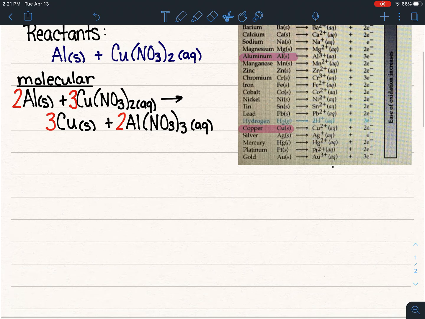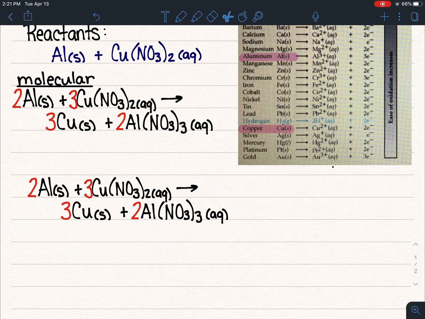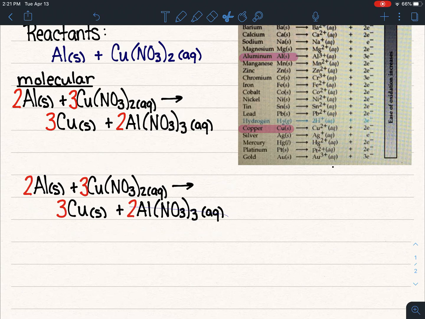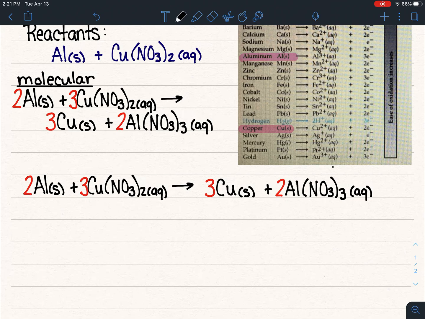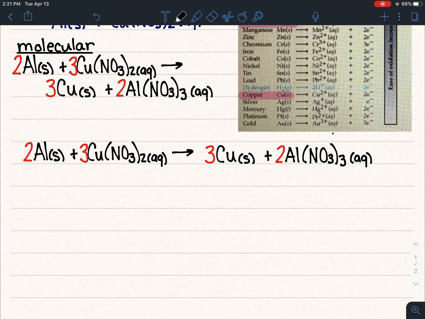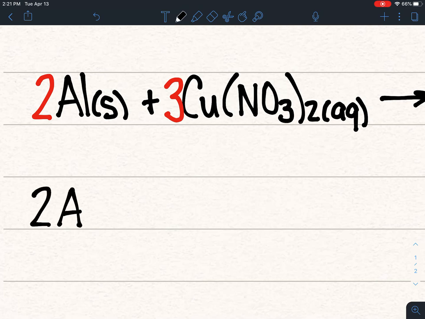The next thing I want to show you is how to write an ionic equation. Ionic equations essentially take all of the ions that are involved in the reaction and break them down into their individual parts. This is probably one of the more tedious things in chemistry. So you take everything, and if it's solid, you leave it as solid. So I'm going to write 2Al solid.